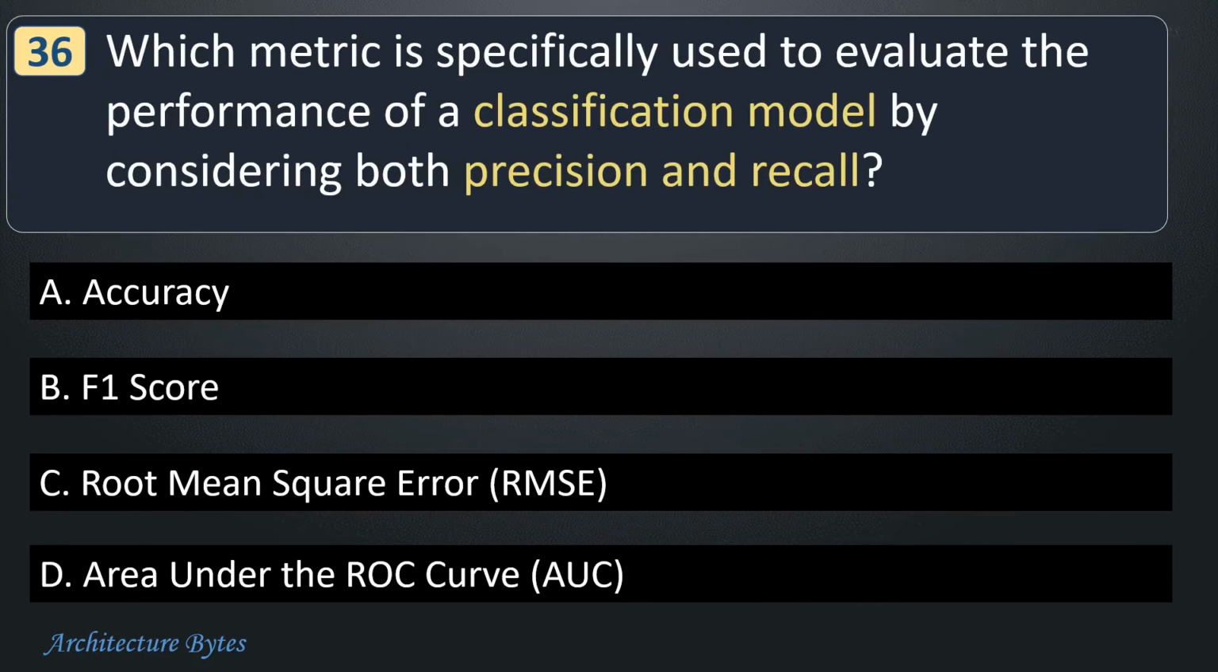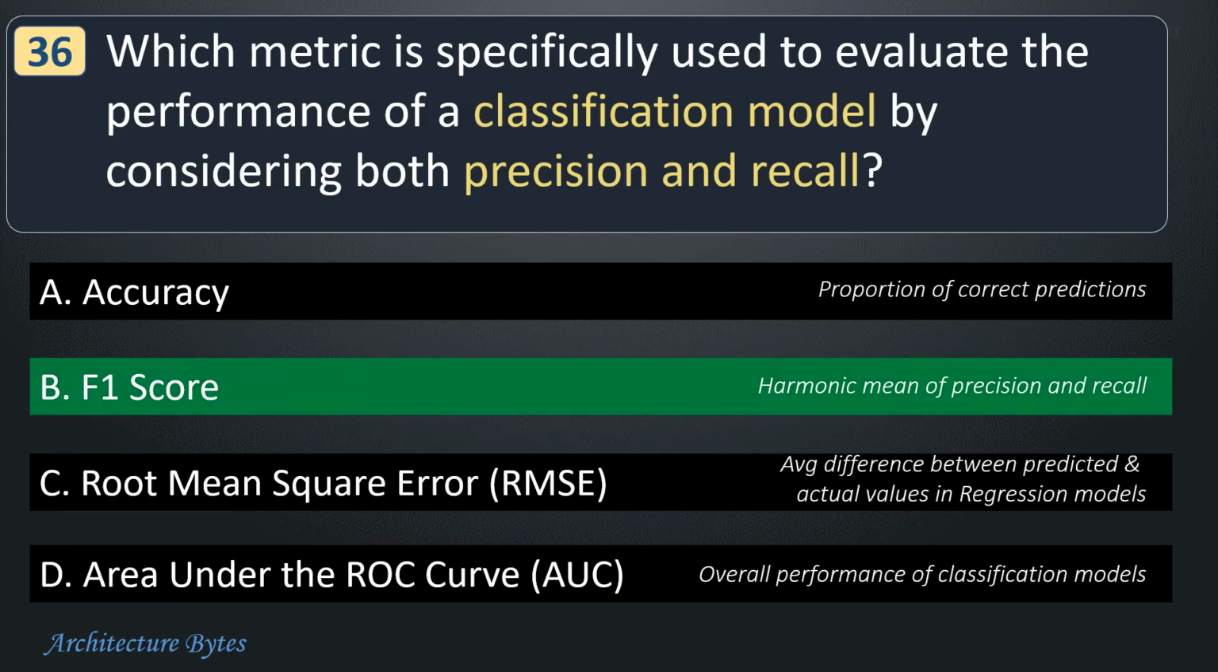Which metric is specifically used to evaluate the performance of a classification model by considering both precision and recall? Our options are accuracy, F1 score, root mean square error, or area under ROC curve. Option B, F1 score, is the right answer here. It is the harmonic mean of precision and recall, useful for evaluating imbalanced classification models.